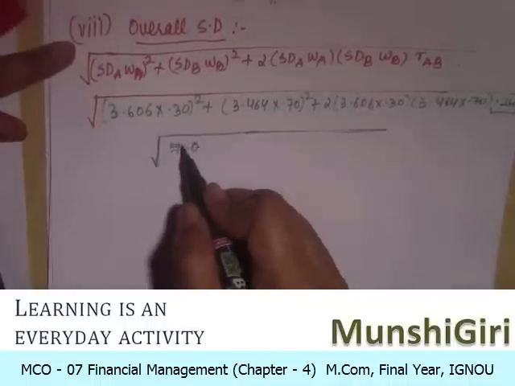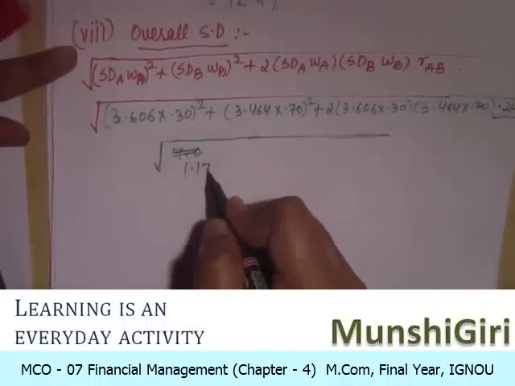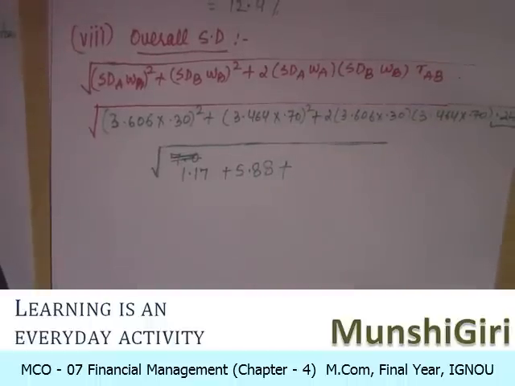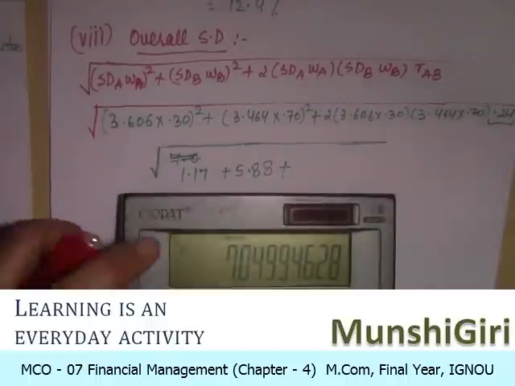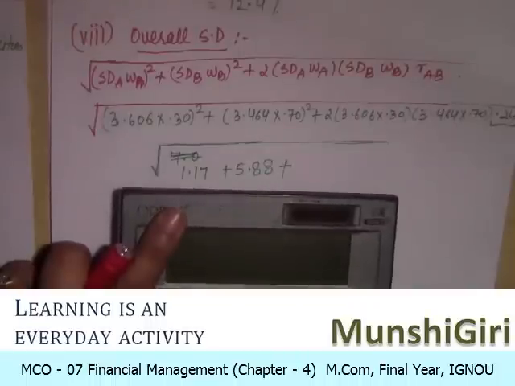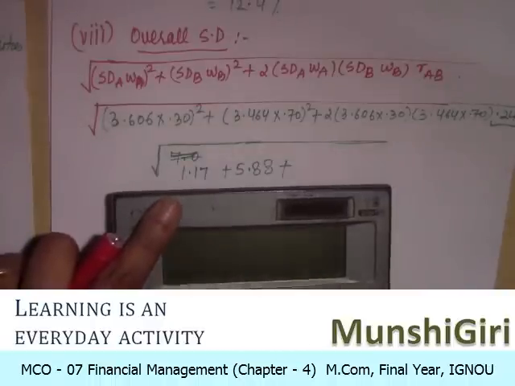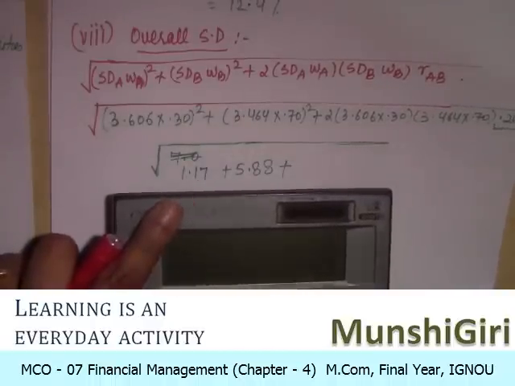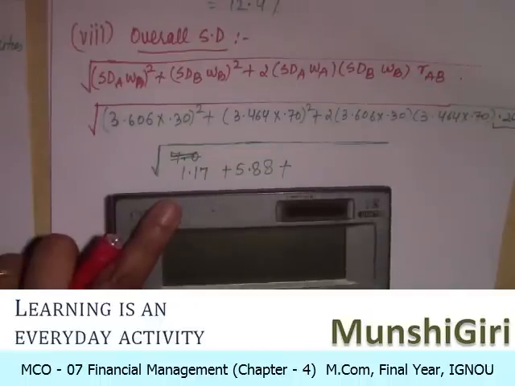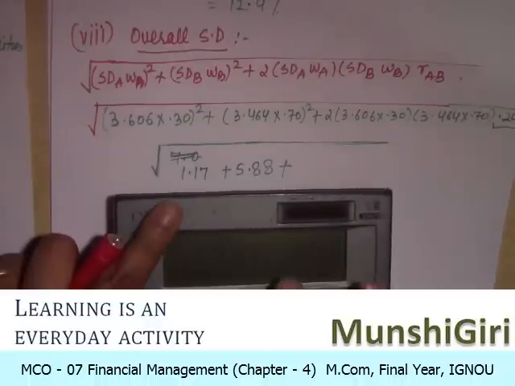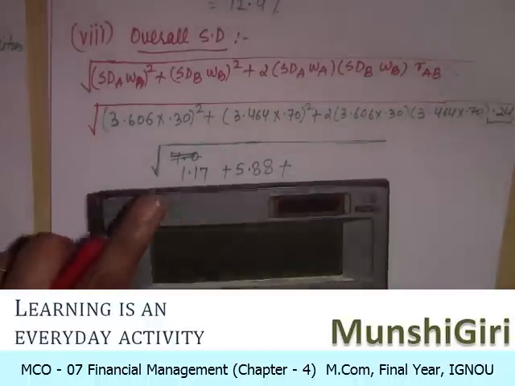Now the first component was 1.17, second was 5.88, and the next is 3.606 into 0.30, then 3.464 into 0.70 into 0.24 into 2, which gives 1.259. So let's take it as 1.26.